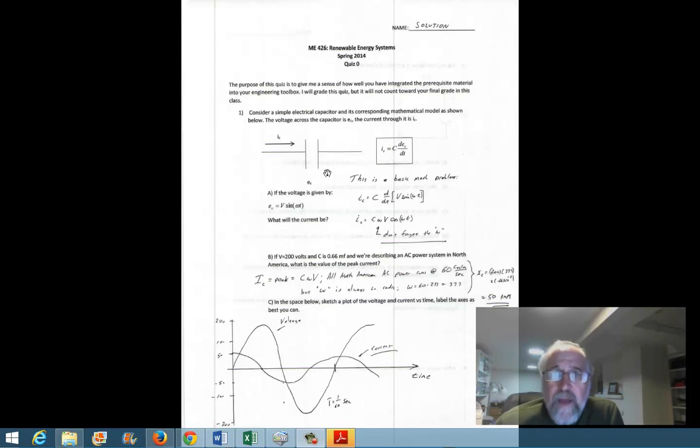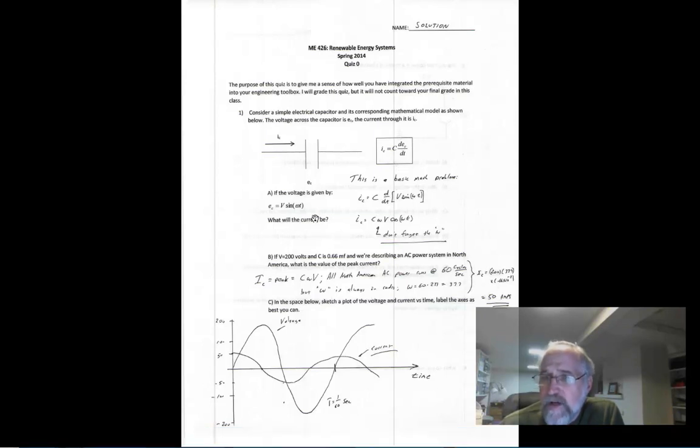We have a capacitor with an AC voltage imposed on it. But you really don't need to know anything about circuits to do this problem. It's strictly a Calc 1 problem because what I said was the current is equal to the capacitance times the derivative of the voltage. That's all you really need to know. And I gave this equation for the voltage: some constant V times the sine of omega t, which is, of course, alternating current.